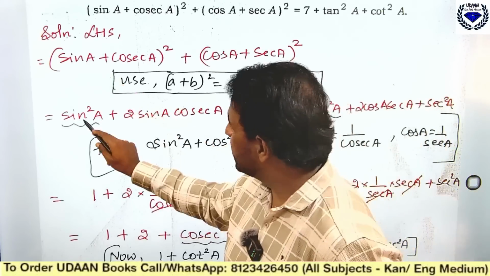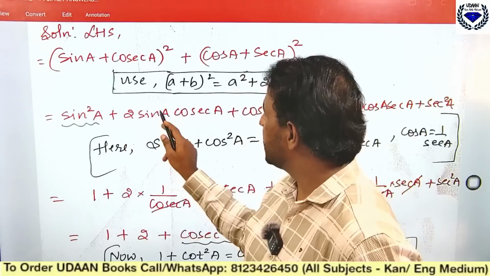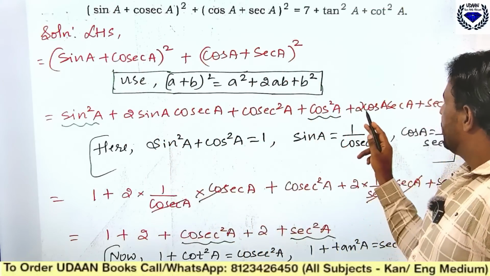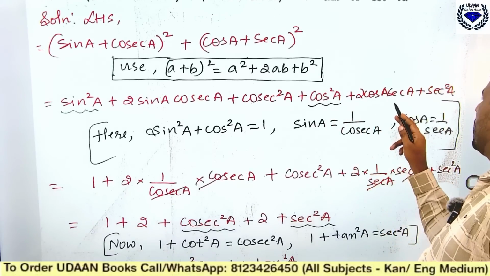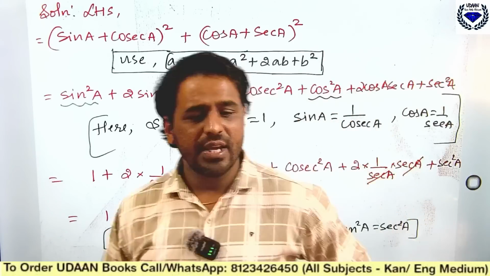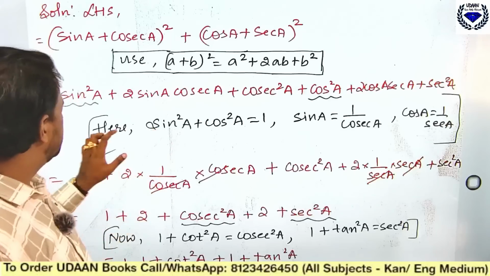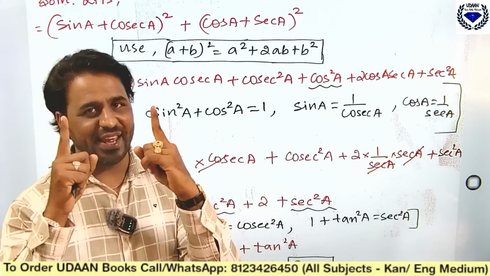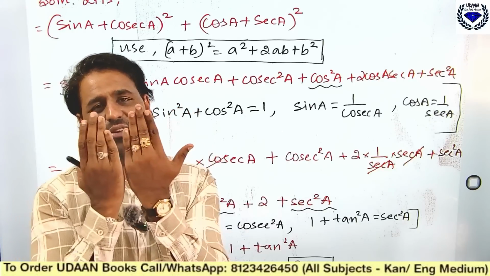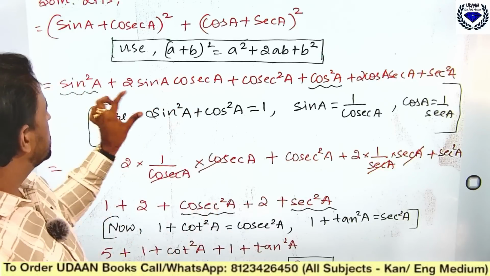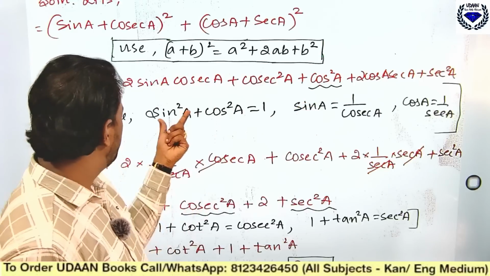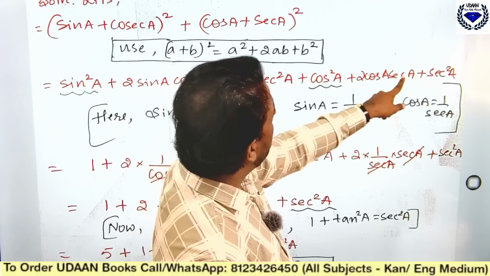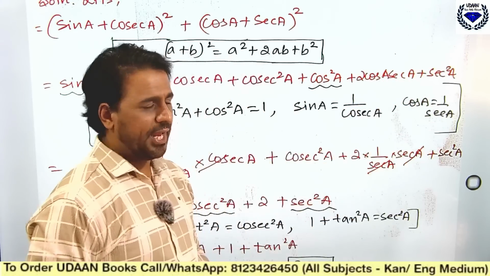Now you see here a square plus 2ab plus b square. A is sin A, b is cosec A, so sin square A plus 2 sin A cosec A plus cosec square A. Then the other bracket: cos square A plus 2 cos A sec A plus sec square A. You will get such a big lengthy equation here. Here you know that sin square A plus cos square A together become 1. The reciprocal of sin A is 1 by cosec A, and the reciprocal of cos A is 1 upon sec A.